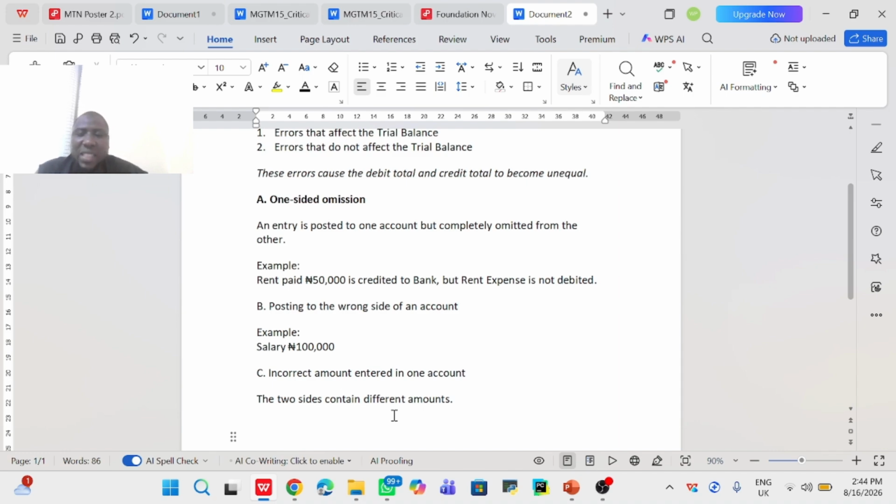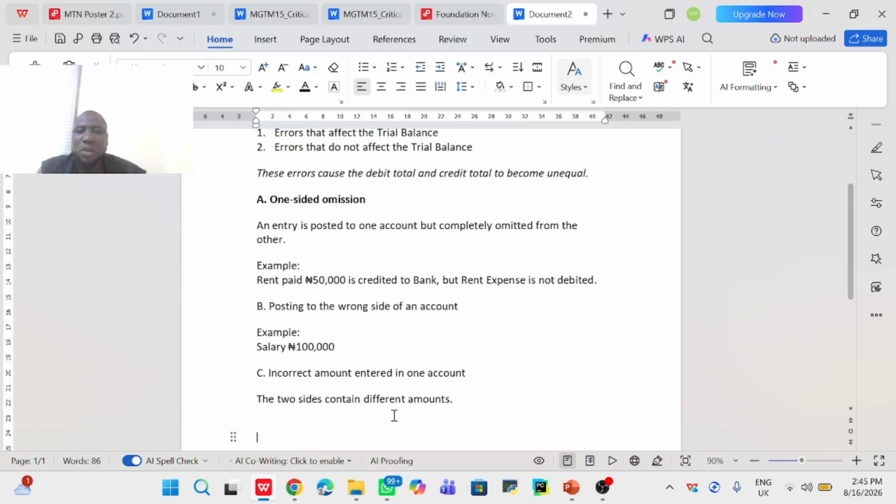Mind you, among these errors, if they affect the two sides of the accounts correspondingly or at the same time, they will not affect the trial balance. Error of omission: if you forget totally to record that amount in both the debit side and credit side, it will not affect your trial balance. But if you omitted one side of the account, and instead of recording two times you recorded it one time, it will affect your trial balance, right?